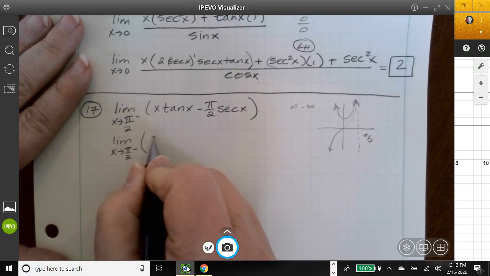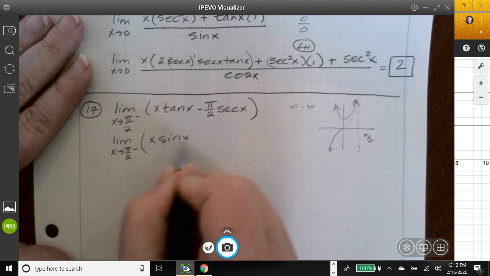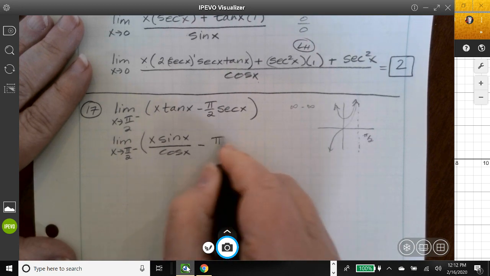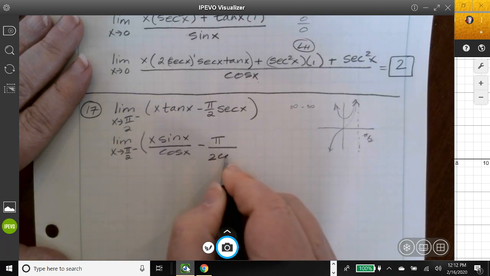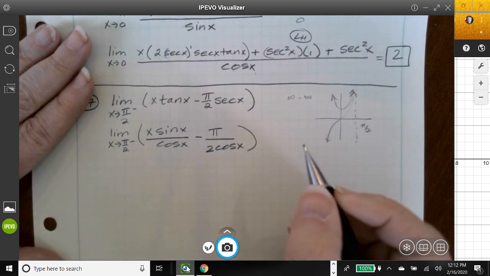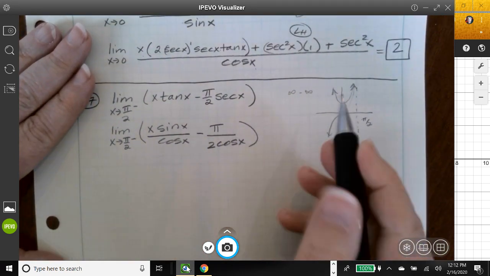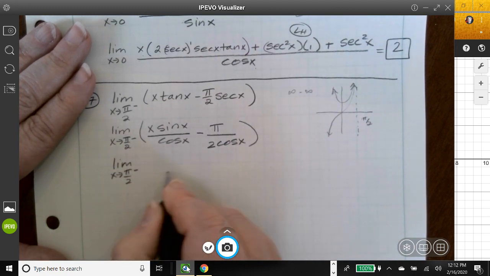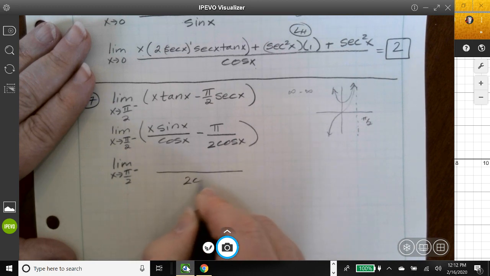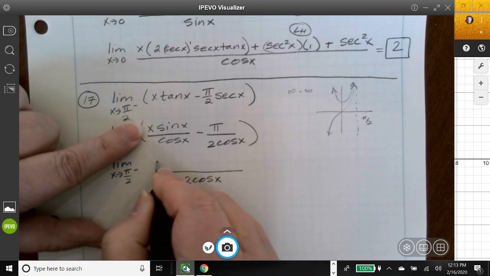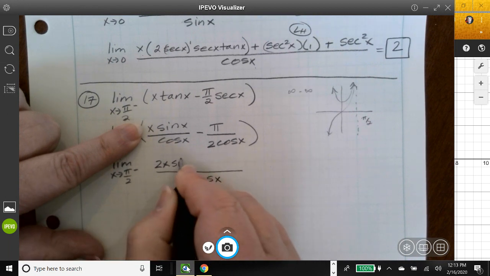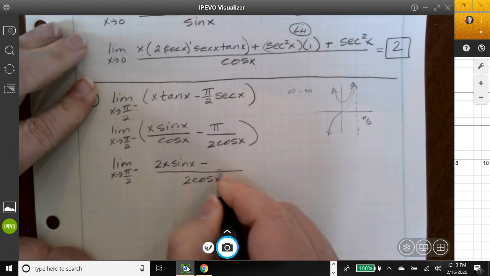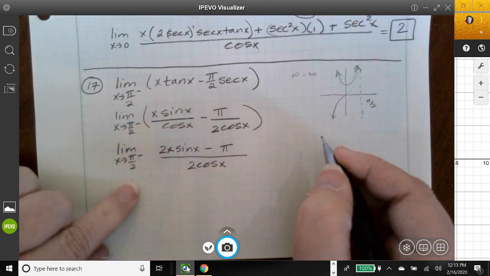Okay, so then we get x times the sine of x over cosine x, right? Because tangent is sine over cosine, minus pi over 2 over cosine x, because secant is 1 over cosine. And now I can find a common denominator, which happens to be 2 cosine x. I have to multiply this expression by 2, so this is 2x sine x, minus I have to multiply this one by nothing. It's already fixed. Nice.